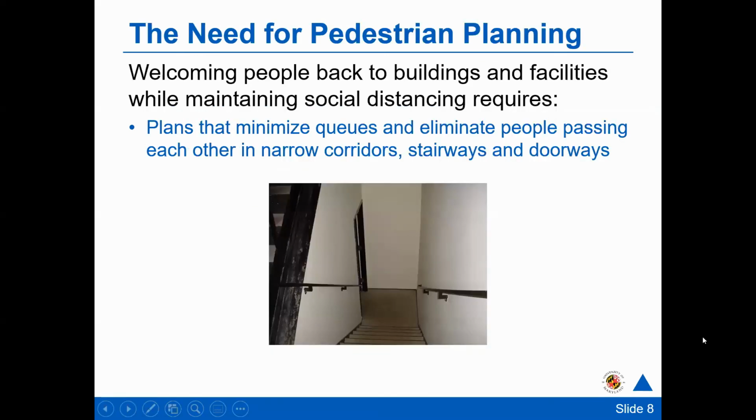Okay, so the need for pedestrian planning, and why we're all here, is in welcoming people back to buildings and facilities while maintaining social distancing. There are some requirements in order to do that. You want to develop plans to minimize queues, so there aren't lots of people gathering at doorways, and also eliminate people passing each other in narrow corridors, stairways, and doorways.